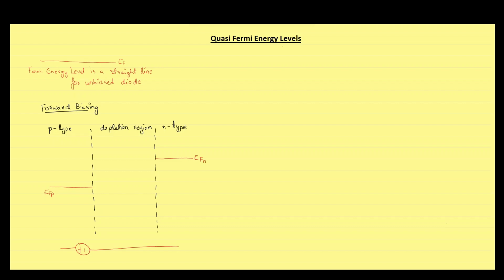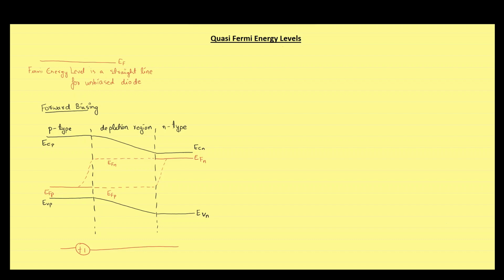In the depletion region, due to the non-equilibrium condition, the Fermi energy level will split into quasi-Fermi energy levels, such that the complete Fermi energy level will look like this. Now, by drawing the conduction band and valence band energy levels, we can fully construct the energy band diagram of a forward bias p-n junction.